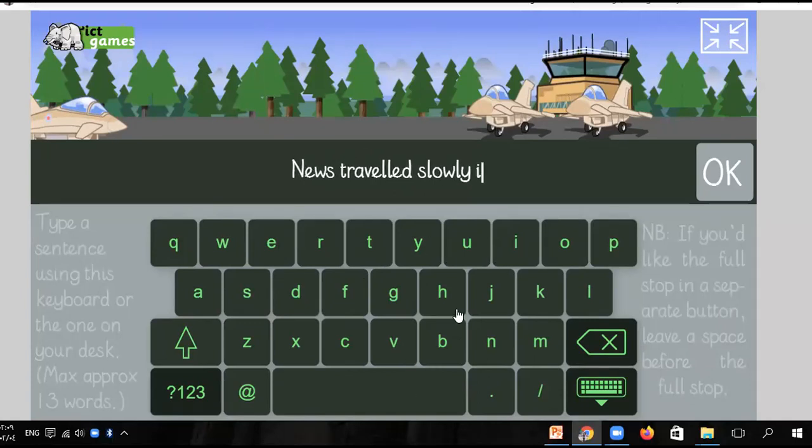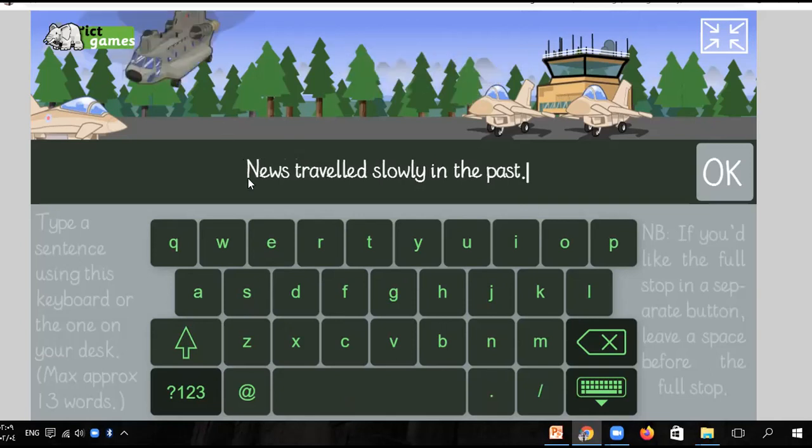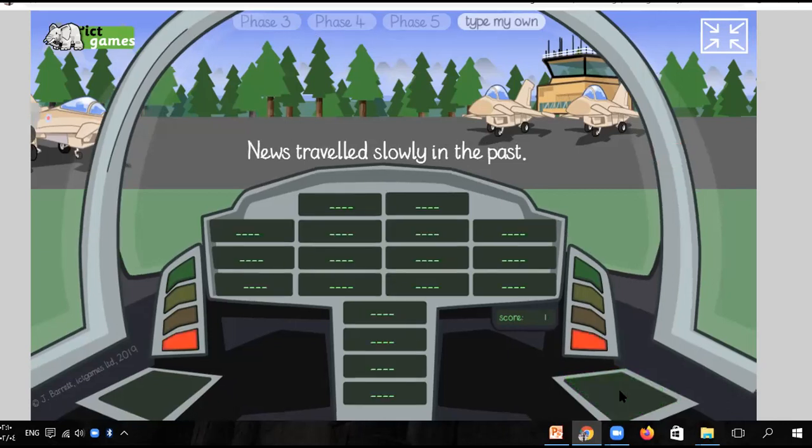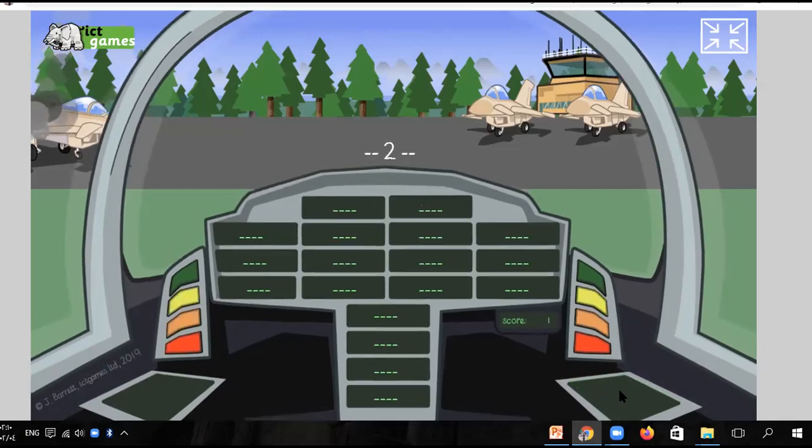Okay, when in the past. I'm typing, it's natural. Then a sentence with a full stop. So I started with a capital letter and ended with a full stop. Okay, hide the sentence. Can you arrange the sentence, teacher? Yes, I can. And by arranging this, I know the order of a sentence: subject, verb, object, and so on. News traveled. Traveled how? Slowly. When? In the past. I'll check whether I am right or wrong. Yeah, it means that it's right.